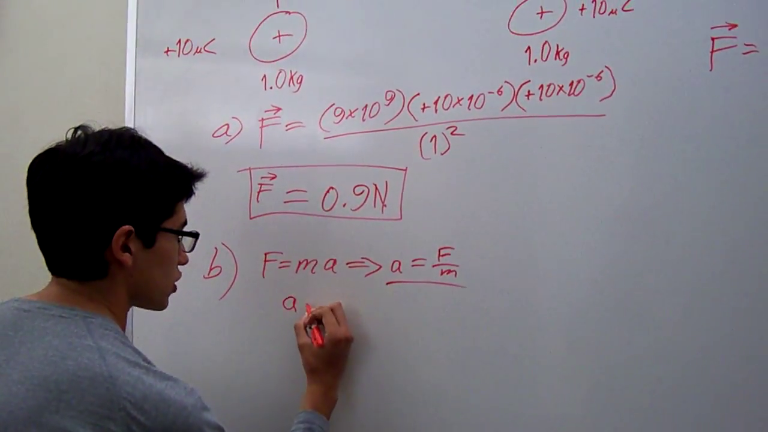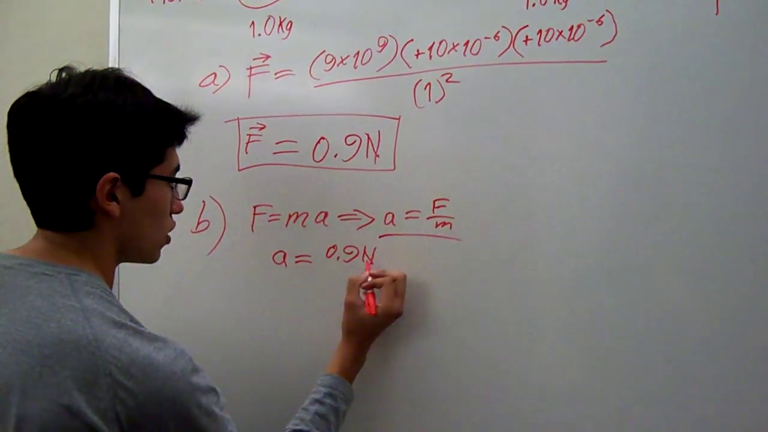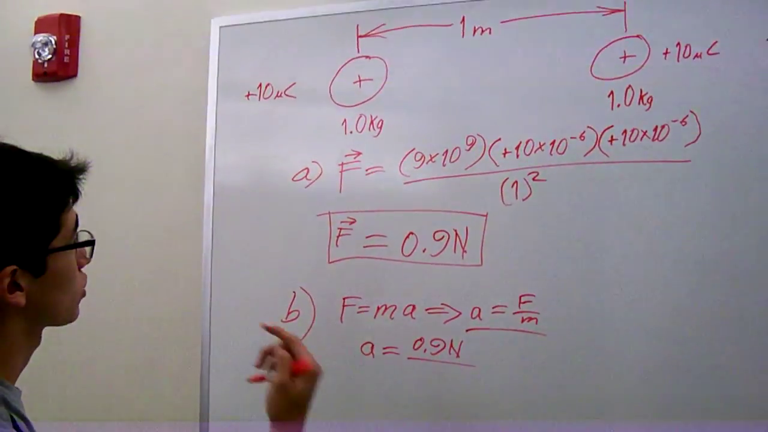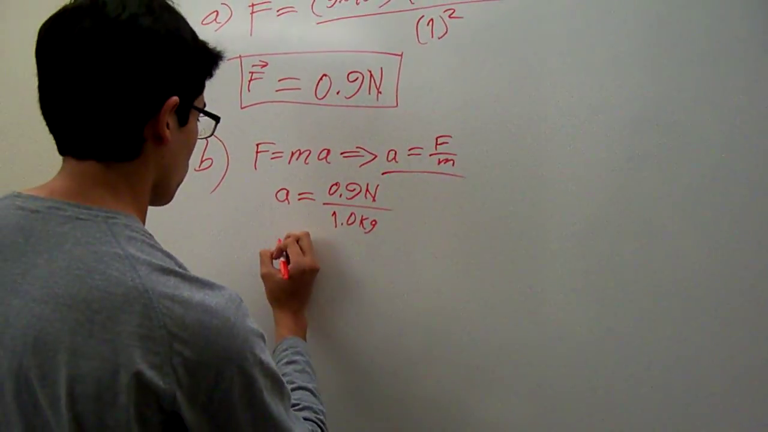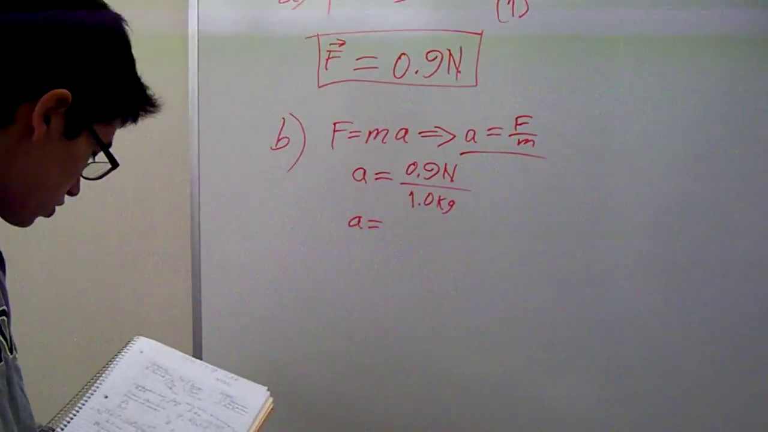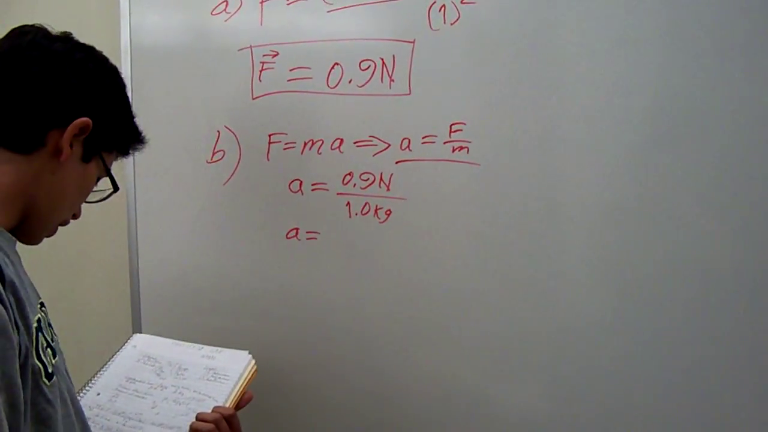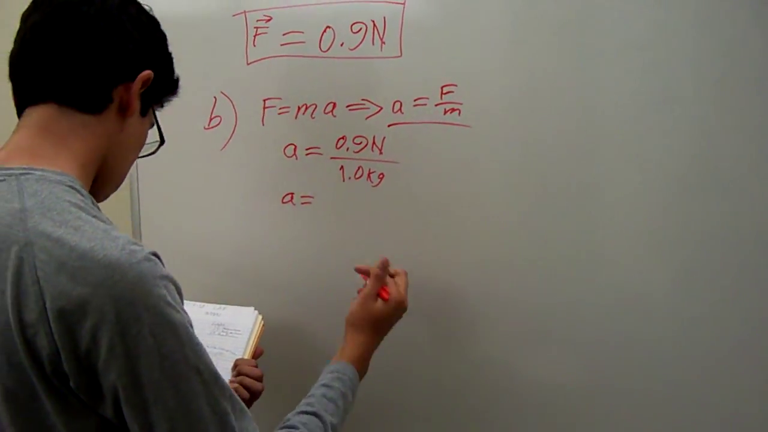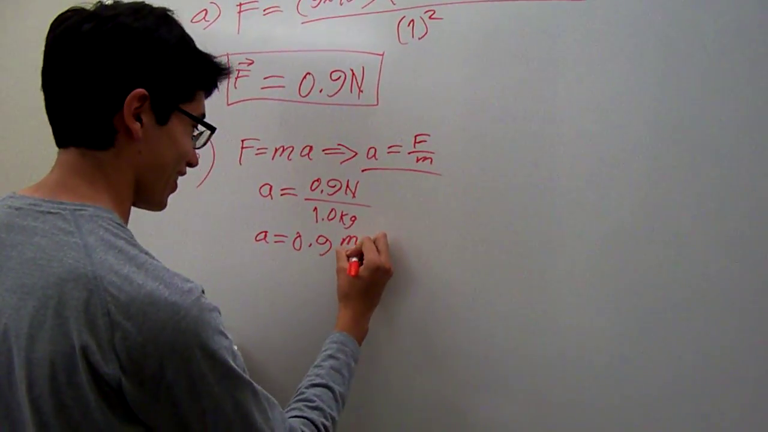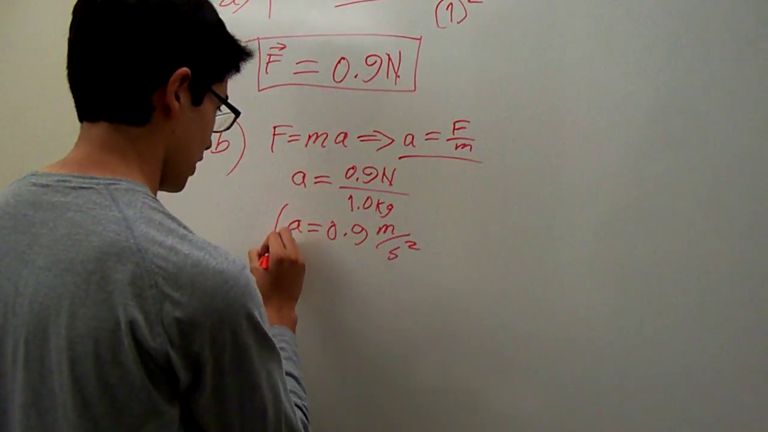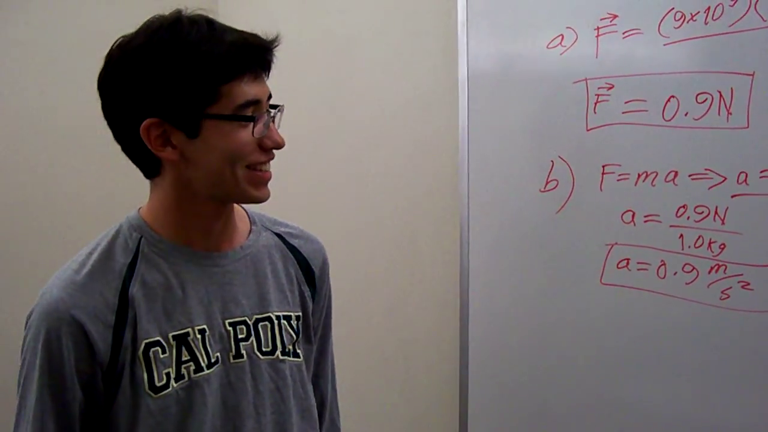So the acceleration on one of these particles equals 0.9 newtons over the mass, which is 1 kilogram. So the acceleration that the charge of one of these particles imparts on the other ends up being, well, 0.9 meters per second squared. So that's just a basic run-of-the-mill Coulomb's law problem. And that's it. All right.